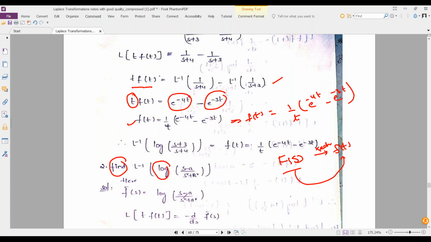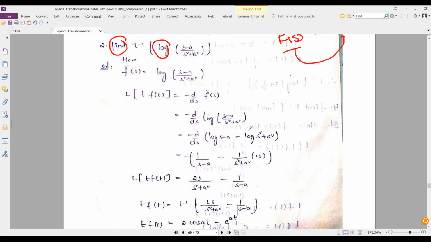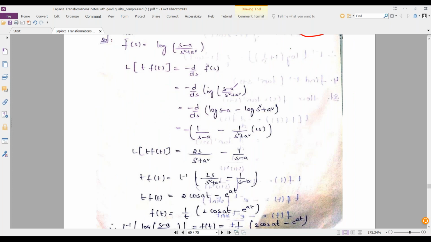Then f(s) is equal to log((s minus a)/(s square plus a square)). Since log is there, I wrote L(t times f(t)) equal to minus d/ds of f(s). My intention is to go from f(s) to f(t). So minus d/ds, and with that this log will be eliminated. This is the major hurdle for me to get an inverse Laplace transform. So minus d/ds of this, at that time you may get this.